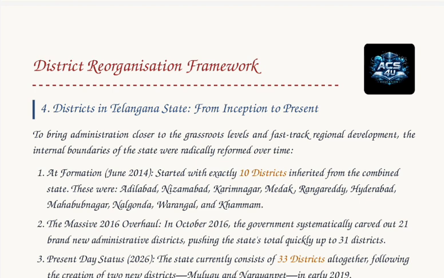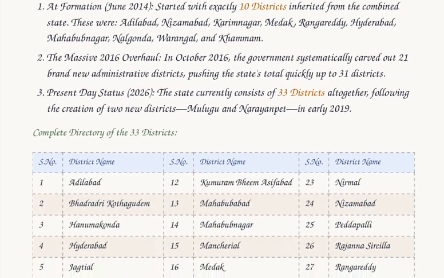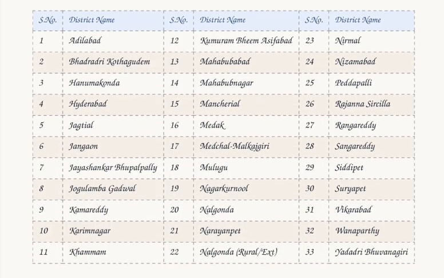Present day status of the year 2026. The state currently consists of 33 districts altogether, following the creation of two new districts, Mulugu and Narayanpet, in early 2019. Here is the complete directory of the 33 districts of Telangana state.